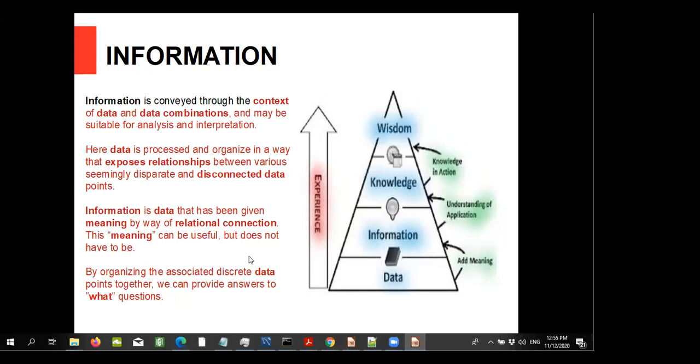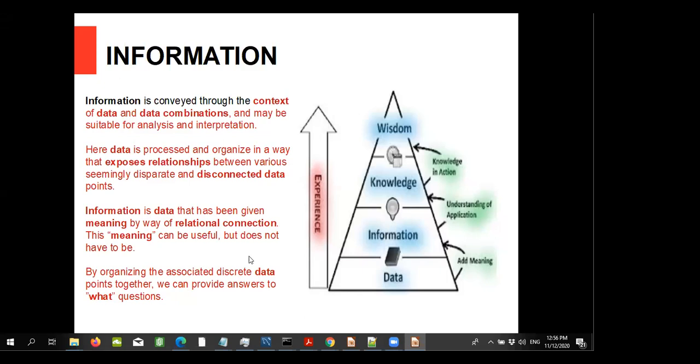So information is data that has been given meaning by way of relational connection. So meaning comes from adding context. Context is critical. In AI, context is critical. Context matters for us as human beings, so it should matter for your agent, physical or virtual. Information is data that has been given meaning by way of relational connection. This meaning can be useful, but does not have to be. We'll get to that. By organizing associated data points together, we can provide answers to what is.